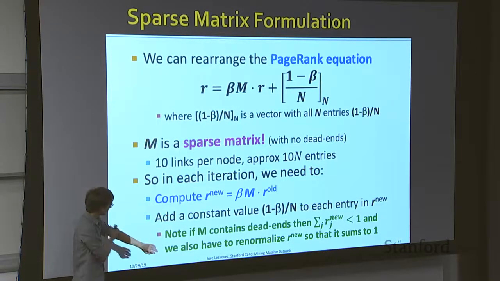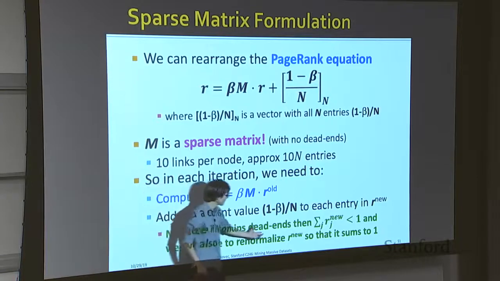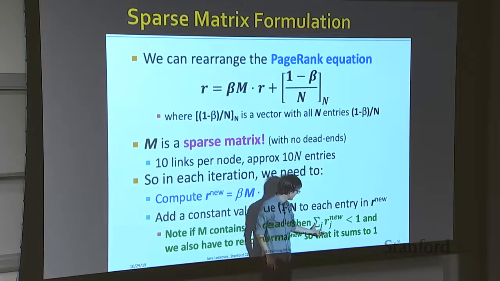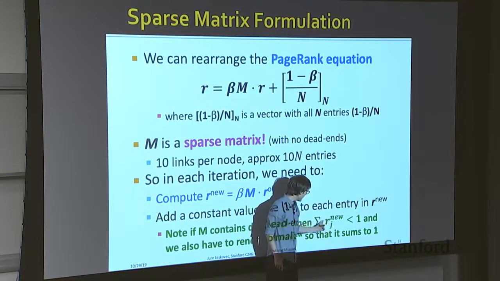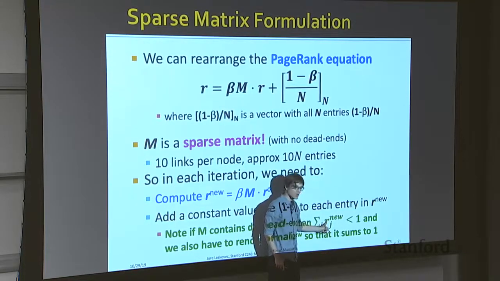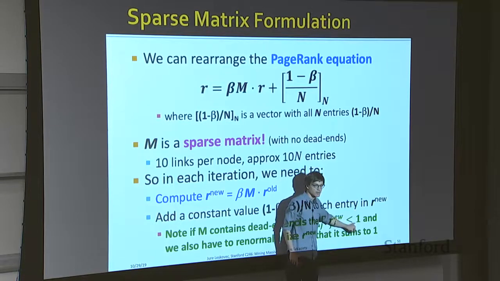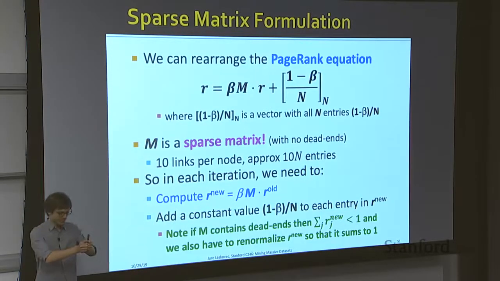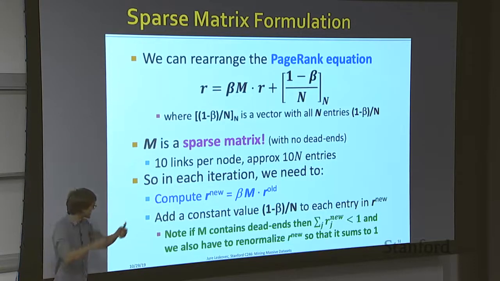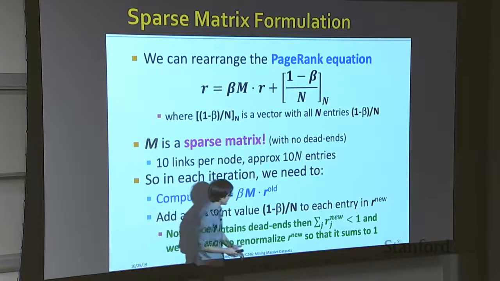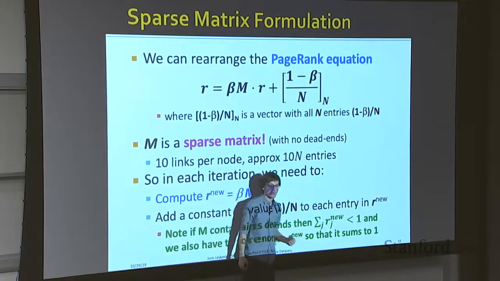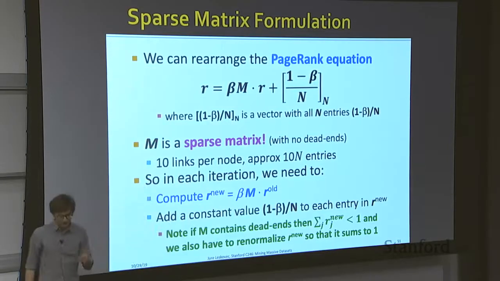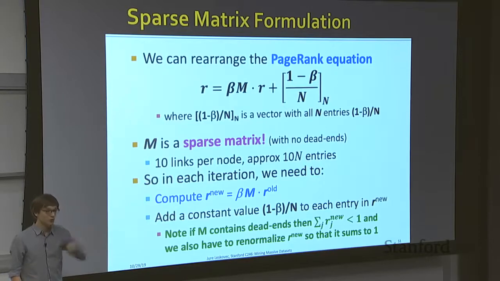There is a note. If M contains dead ends, then some PageRank will leak. So the sum over j of R new will be less than 1. All I have to do is renormalize the vector so that the components sum to 1. And this is essentially inserting the leaked PageRank due to dead ends.